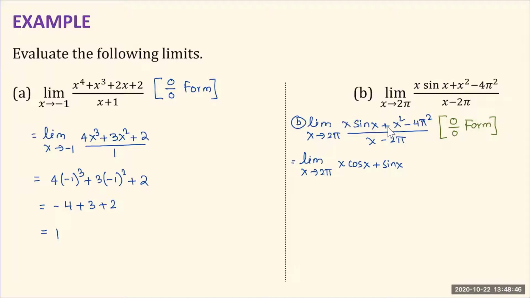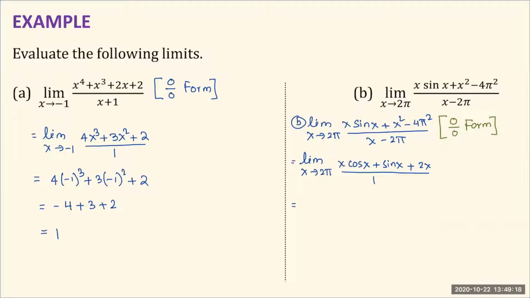Then plus derivative of x squared is 2x. 4 pi squared is a constant. Derivative of a constant is 0. Divided by, in the denominator, derivative of 2 pi, derivative of a constant is 0. Derivative of x is 1. Now you can see that it is no more in 0 over 0 or indeterminate form, because I have 1 in the denominator. So now I can use direct substitution to evaluate this limit.